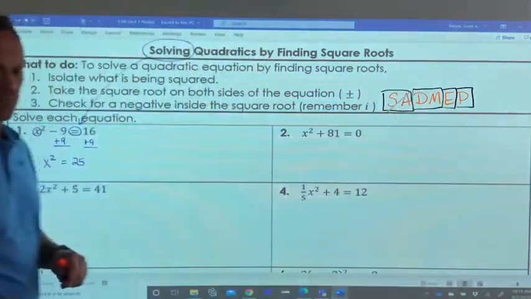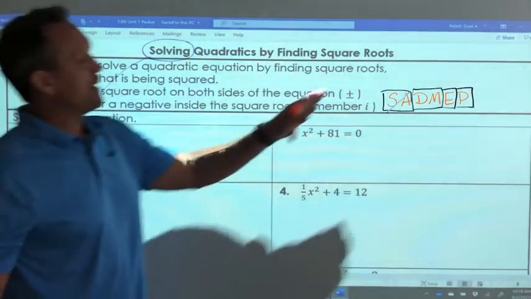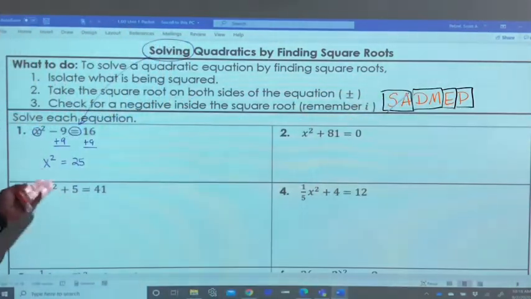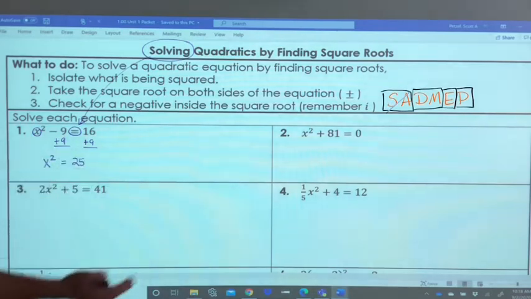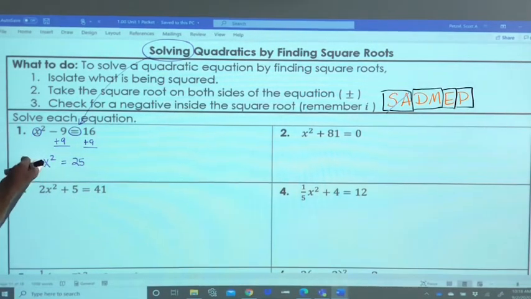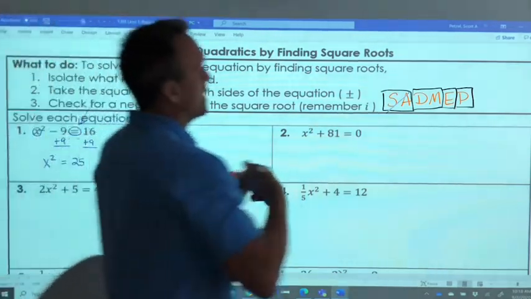Done. The next one says I need to multiply or divide. Well, is there anything I need to multiply? Is there anything I need to multiply or divide? There's nothing in front of this. There's nothing really to multiply or divide, so I can skip that step.